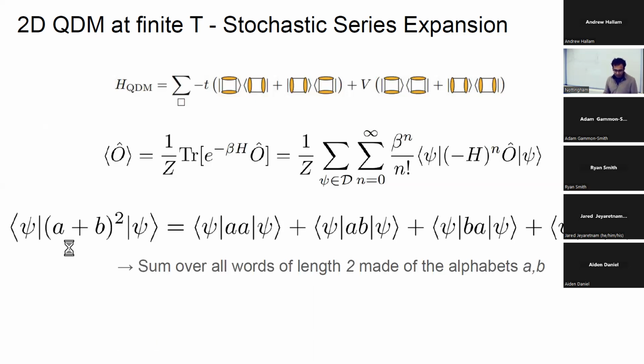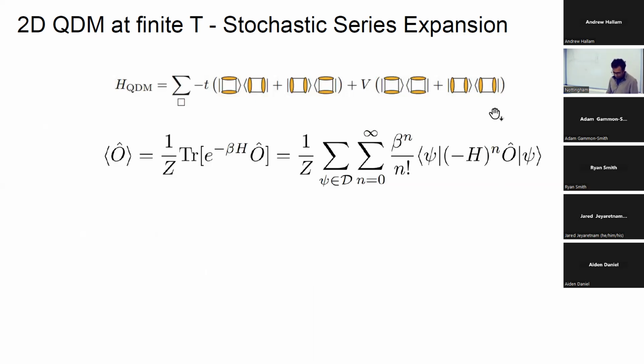If I look at the quantity h to the power of n, it can be thought of as the sum of all words of length n made of the alphabets that are contained in H. And what are the alphabets that are contained in H? They are the interaction vertices that arise from these two terms. It could be the kinetic energy terms Ti on each plaquette, or the potential energy terms Vi on each plaquette.